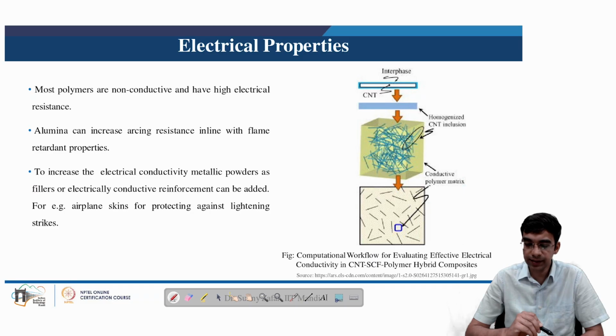So here on the right-hand side we can see how, by adding carbon nanotubes in the polymer matrix, we can make it conductive, because carbon nanotubes are also a type of filler known to have higher electrical conductivity.